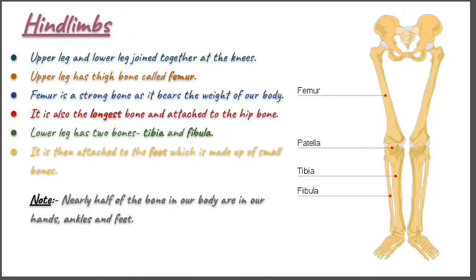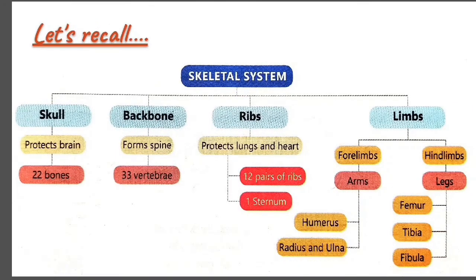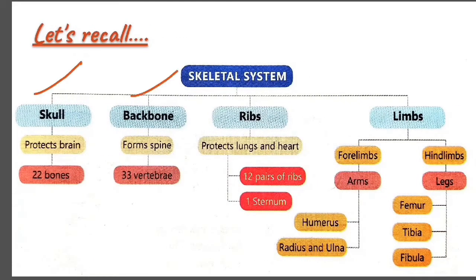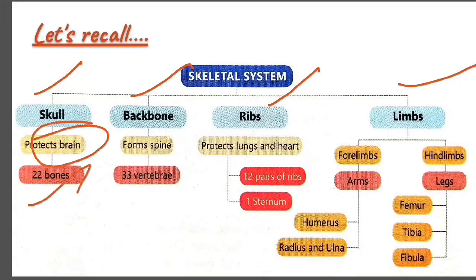Now you must be clear about the table I showed you in the beginning, that all four parts are clear to you: skull, ribcage, backbone and limbs. The skull has 22 bones, which protect the brain, in the form of 14 plus 8.